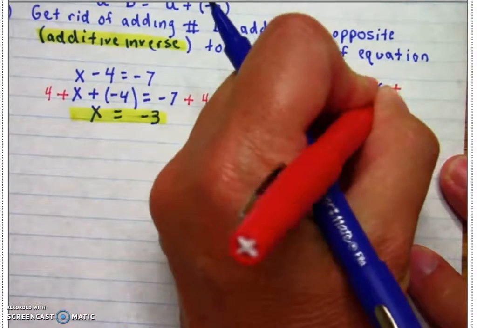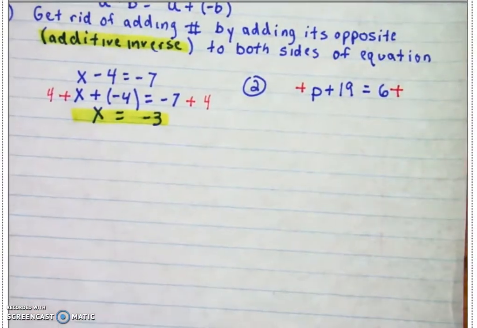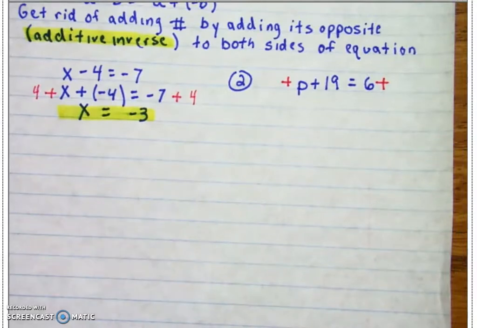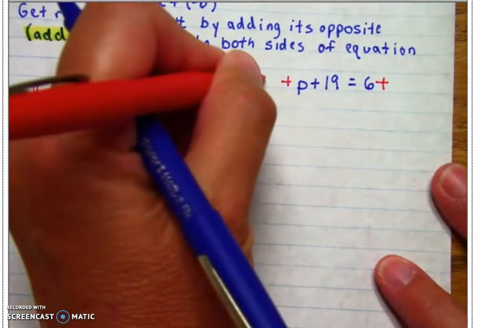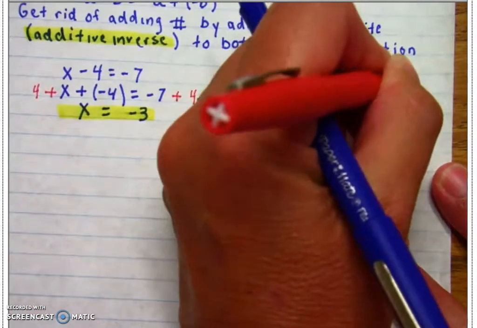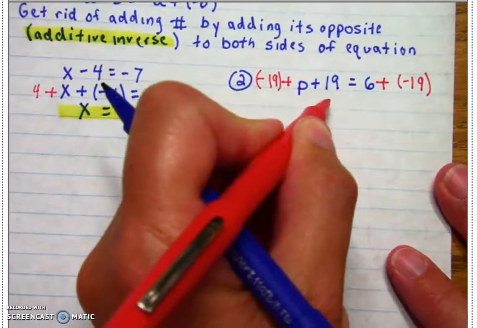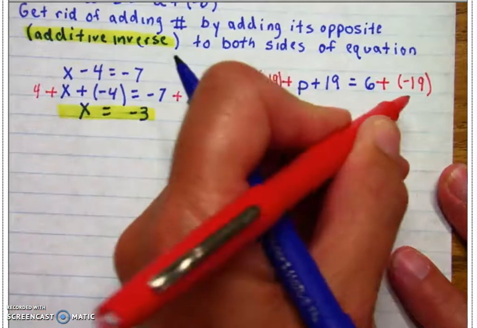So we are always going to add, and get your red pen out, okay? The opposite of 19 is going to be -19. So I'm going to write -19 here and -19 there. Again, on the same line. I know in the past you had it underneath. All you're doing is just putting it on the same line.